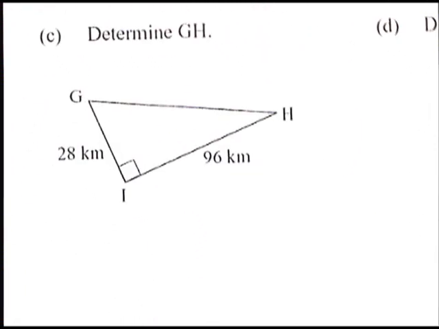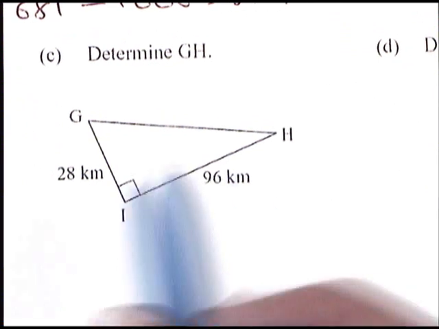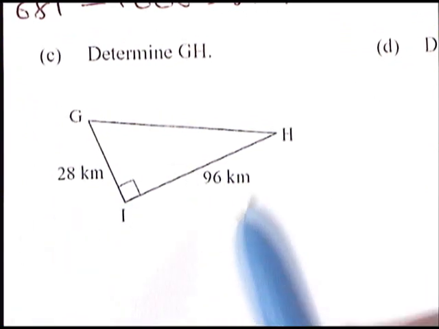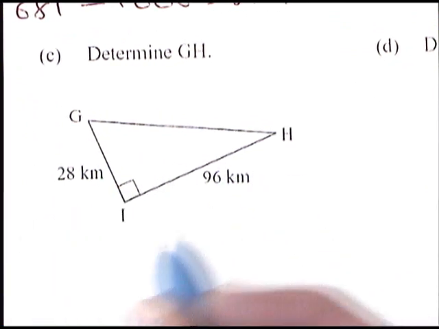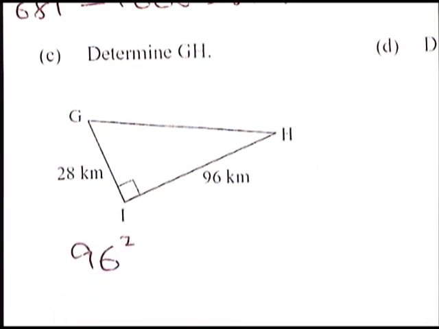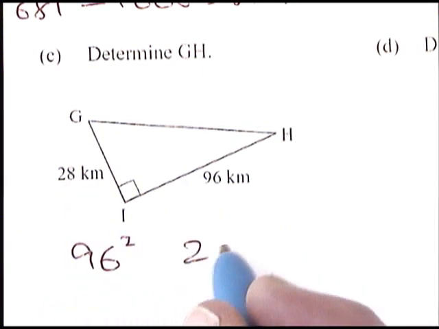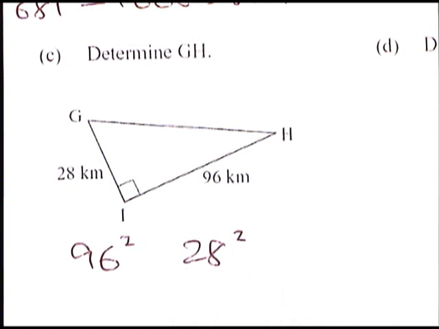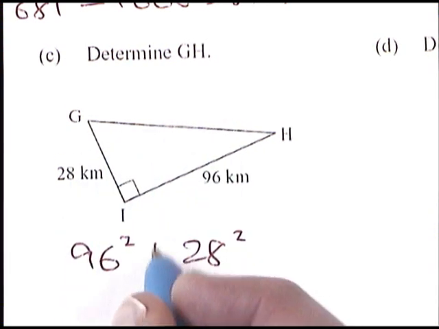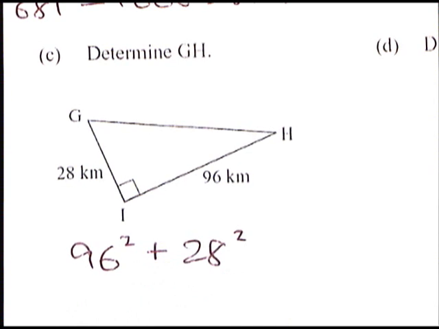Part C, the next one. Again, we've got two sides which we know, one we don't know. Start with the biggest side, do 96 squared. Then the other side, 28 squared. On this one, are we finding the longest side, Tom, or one of the short sides? Finding this one here, the longest side. That means we need to do an add with those answers, okay?